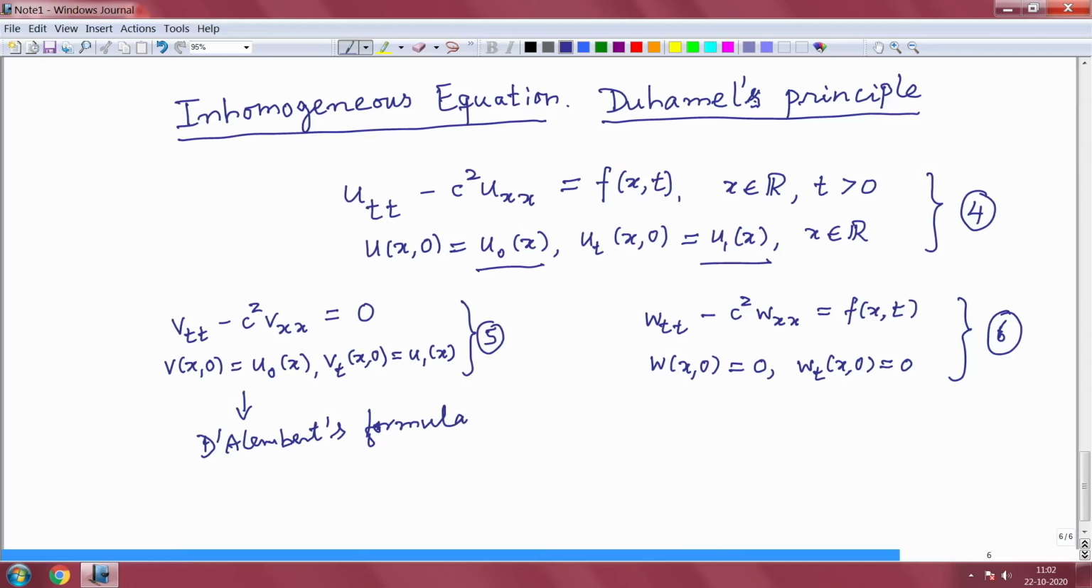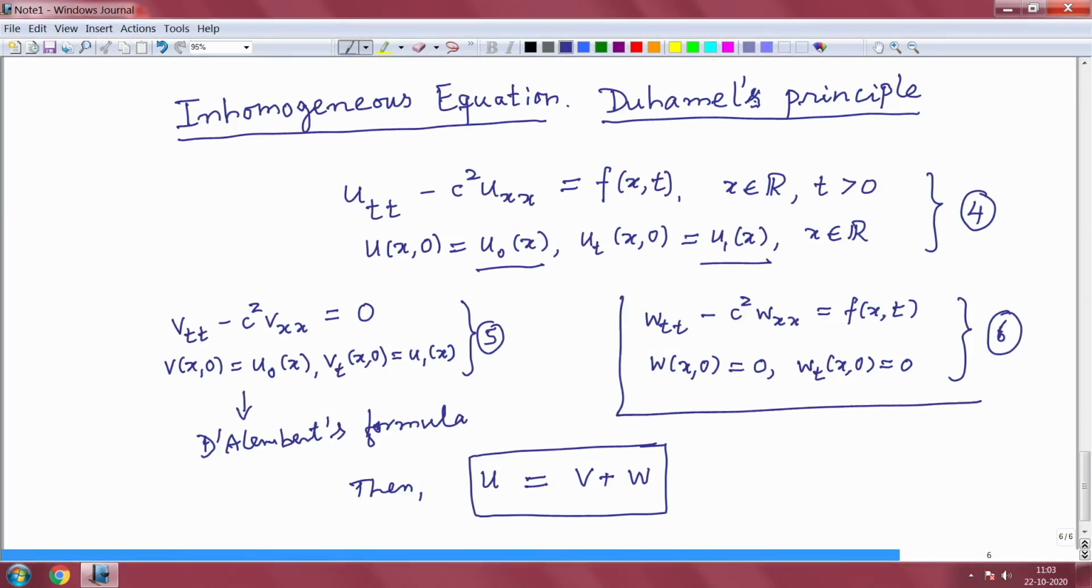So we have, by linearity, an important observation: the solution u of problem 4 is the sum of v and w. Linearity plays a crucial role here. You can easily verify that the solution u of problem 4 is given as the sum of the solution of problem 5 and the solution of problem 6. Problem 5 is already done, with the solution given by D'Alembert's formula. So what remains to do is problem 6.